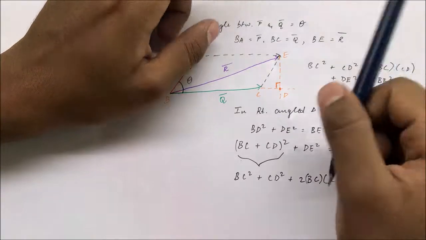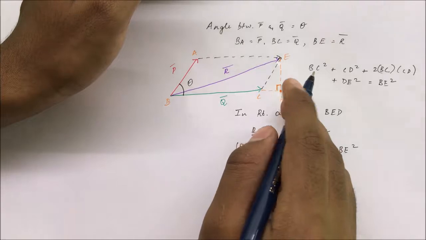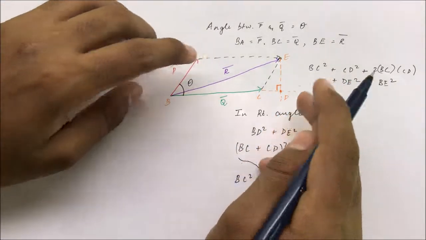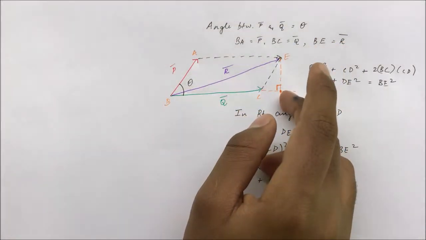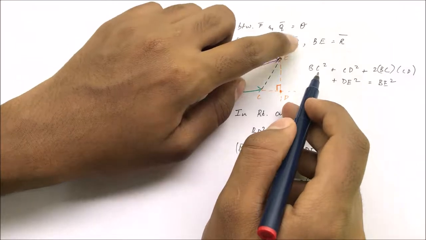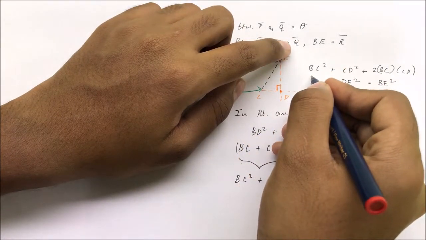Makes sense now? So now I'm going to replace all these BC, CD and BE with things that we know, like P bar, Q bar and R bar. Okay, so what I will be doing now is BC, right? BC is nothing but Q over here. So this is nothing but Q bar.